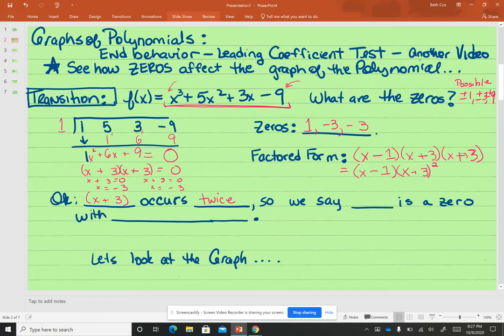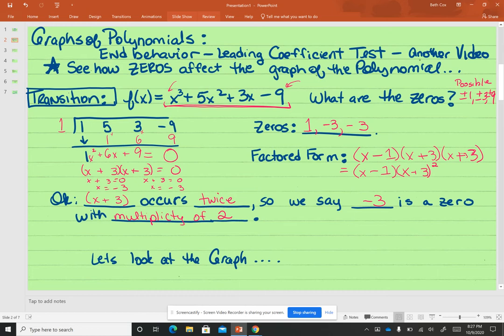Notice that x plus 3 occurs twice. So we say that negative 3 is a 0 with multiplicity of 2. This is a definition. Another way we talk about when we have a 0 that is repetitive, we say it has multiplicity. If it repeats twice, it's multiplicity of 2. If it repeats 3 times, multiplicity of 3. If it only repeats once, it's multiplicity of 1. So this is transition.